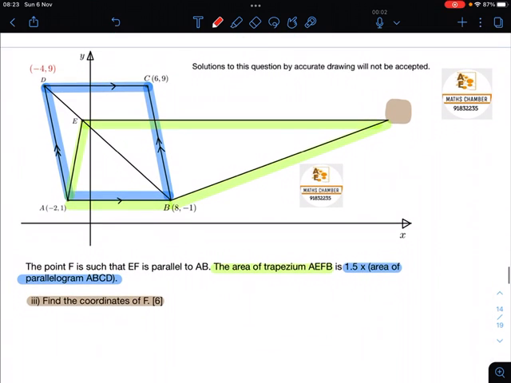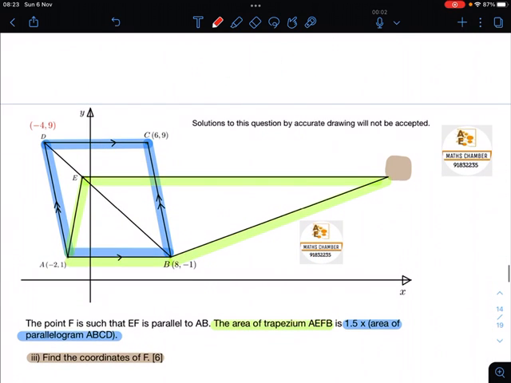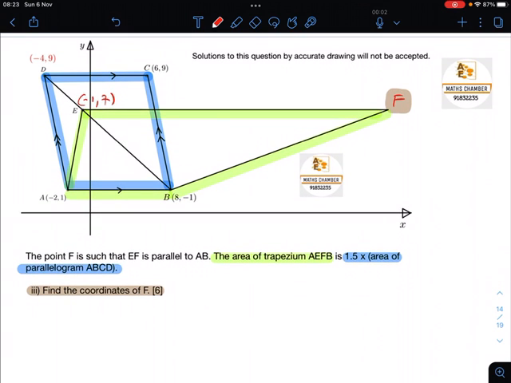Next, we have to find the coordinates of F. Your E was found just now to be negative 1, 7. Just put here negative 1, comma 7, to make our life easier. It will be useful to find the coordinates of F. We know that EF is parallel to AB, and that the area of the trapezium AEFB, the green one, is 1.5 times the area of parallelogram ABCD, and we are required to find the coordinates of F here.